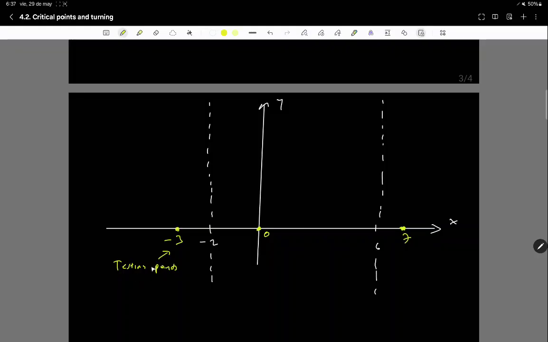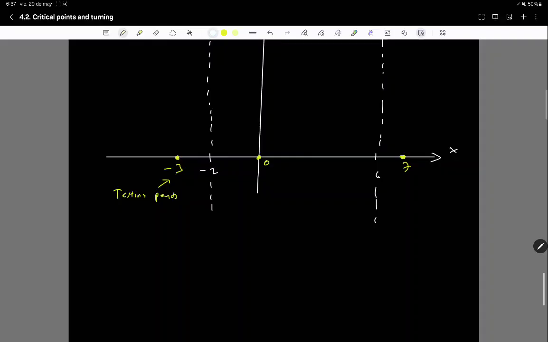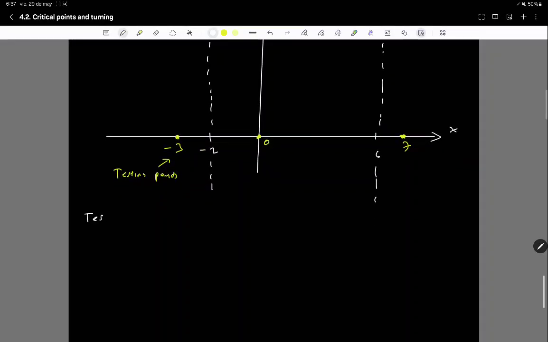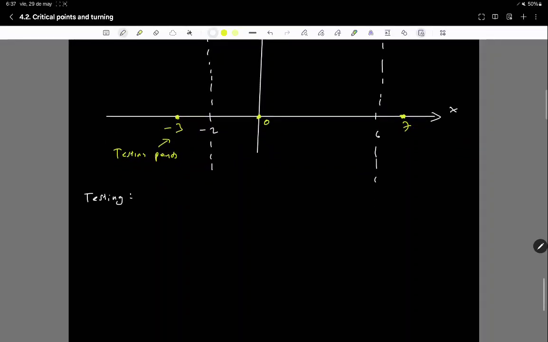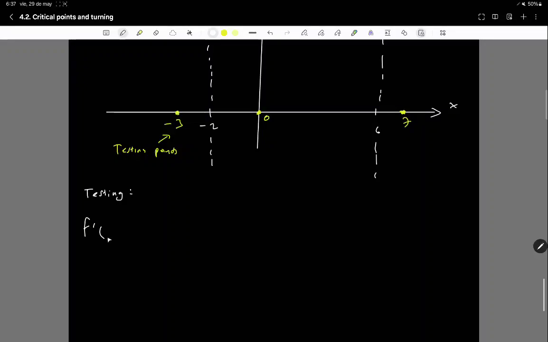You're gonna see why in a moment. These are the testing points: -3, 0, and 7. Then we're gonna carry out a process that I like to call precisely that, testing. And what I want you to do is evaluate the derivative at the testing points: F prime of -3, F prime of 0, and F prime of 7.